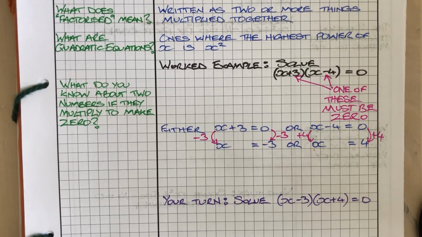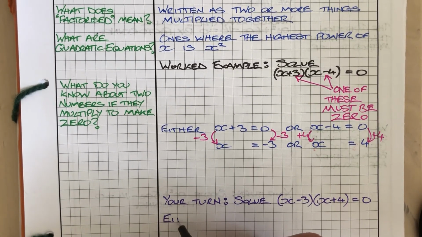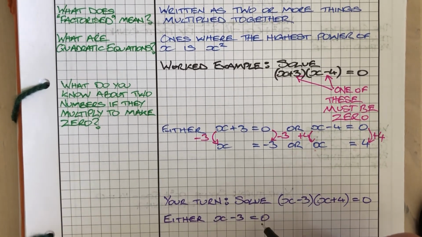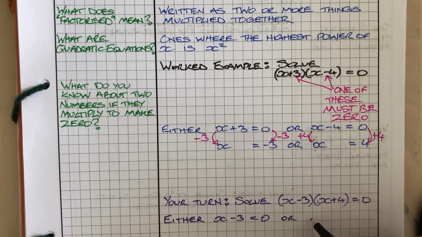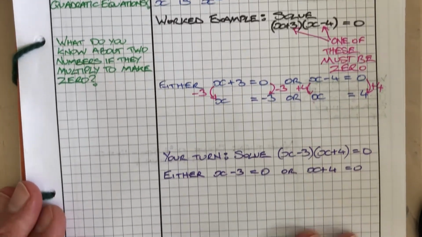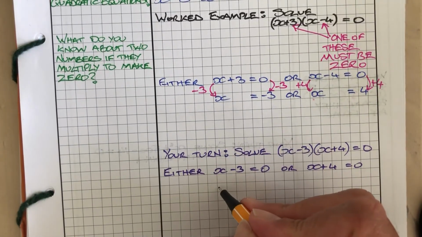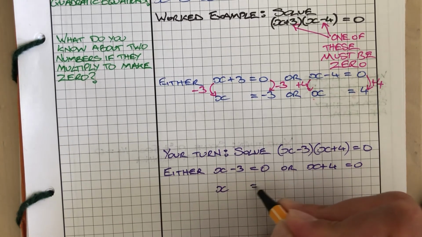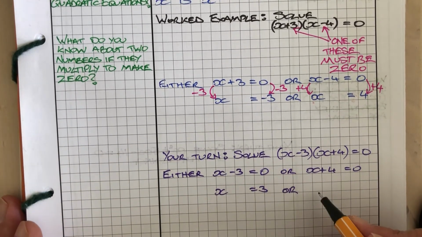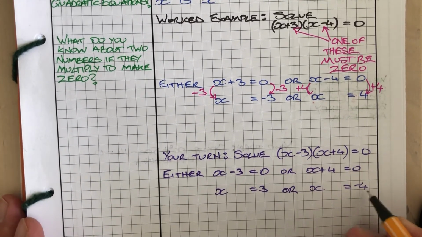Pause the video, have a go at it yourself, then press play when you're ready for me to say how I did it. Okay, this is how I did it. Either the first number is 0 or the second number is 0. If it's the first number that's 0, okay, and we can just say if x take away 3 is 0, then x is 3. And the second one, if x add 4 is 0, then x must be negative 4.